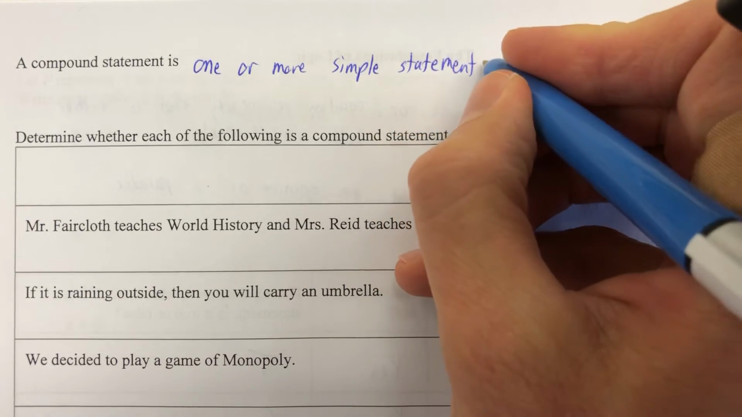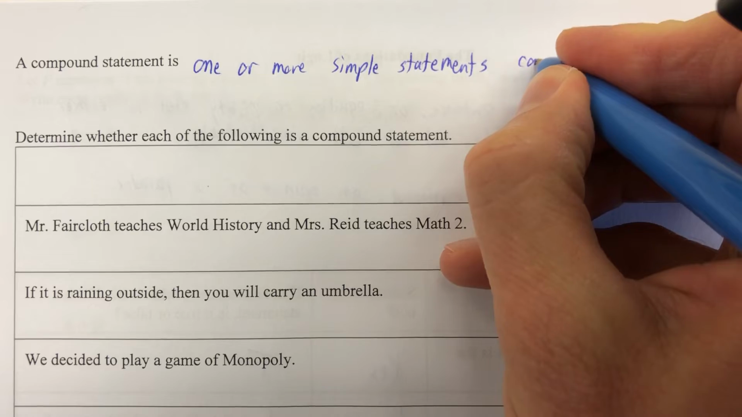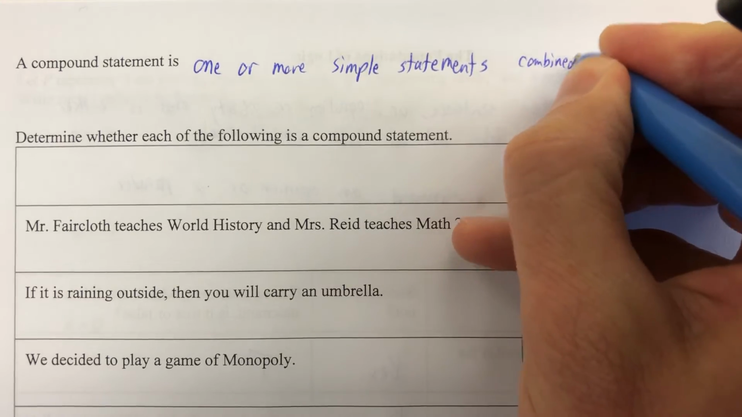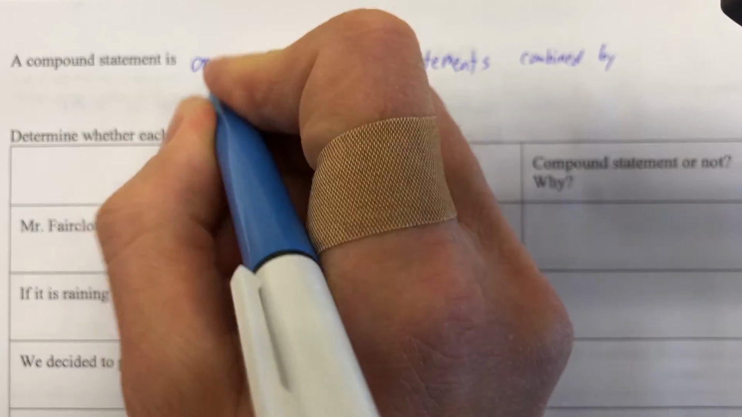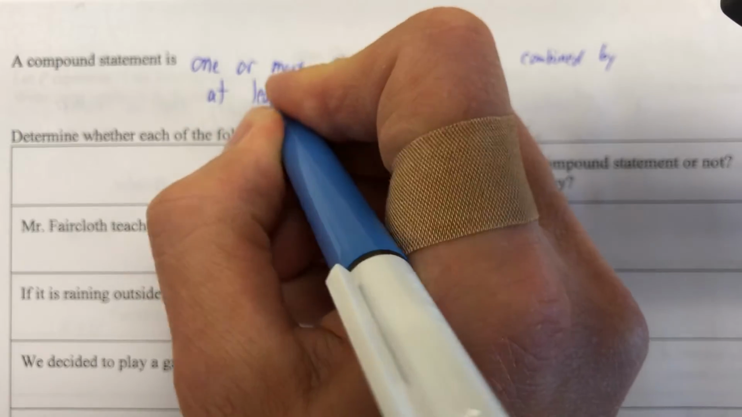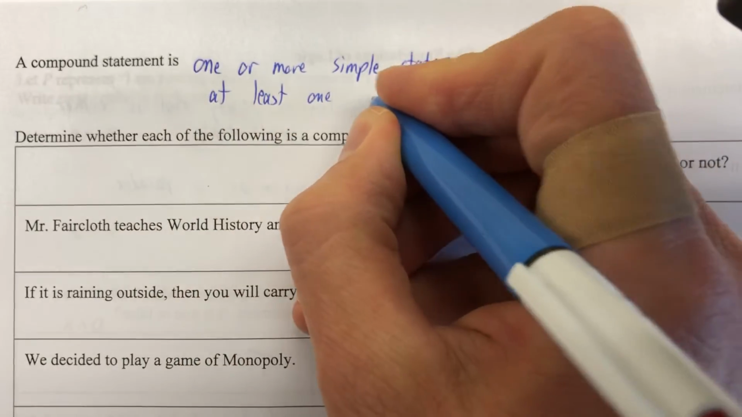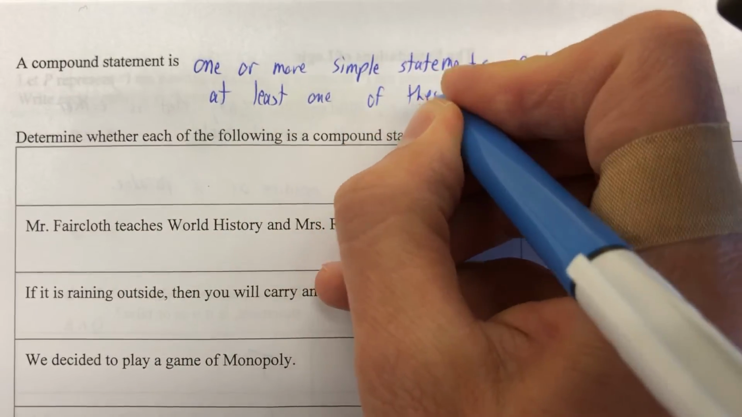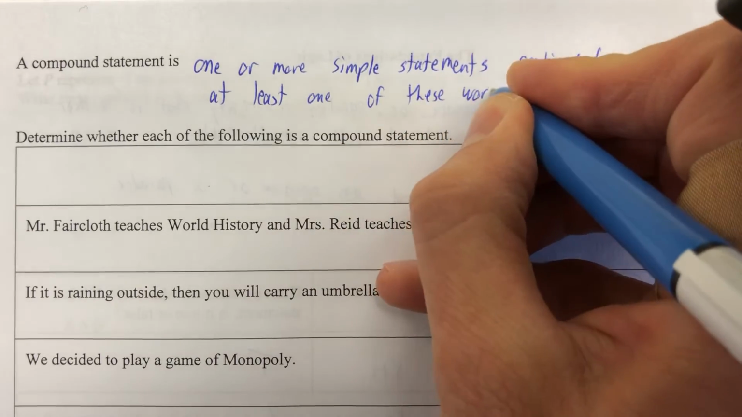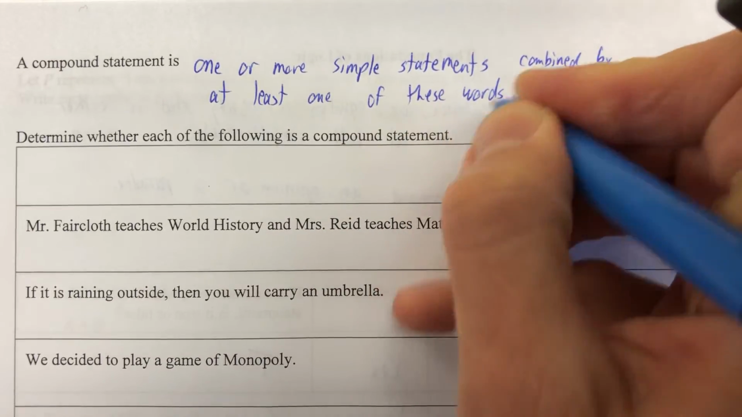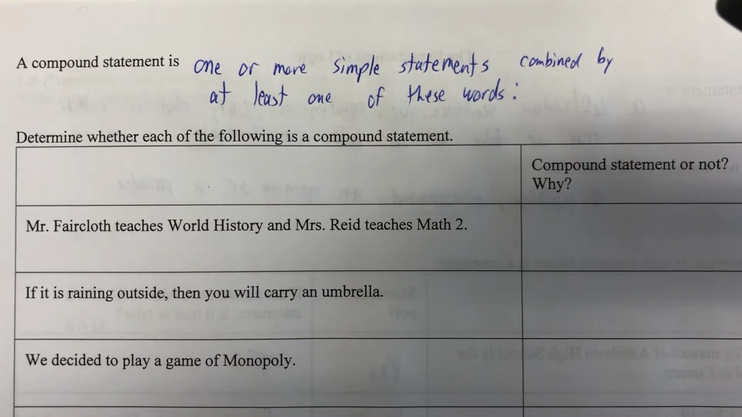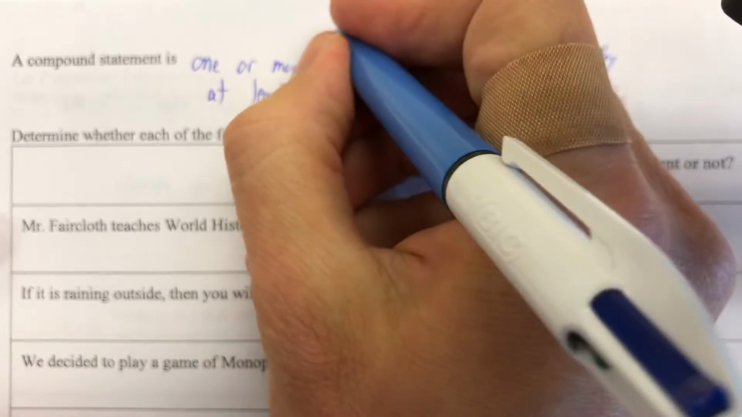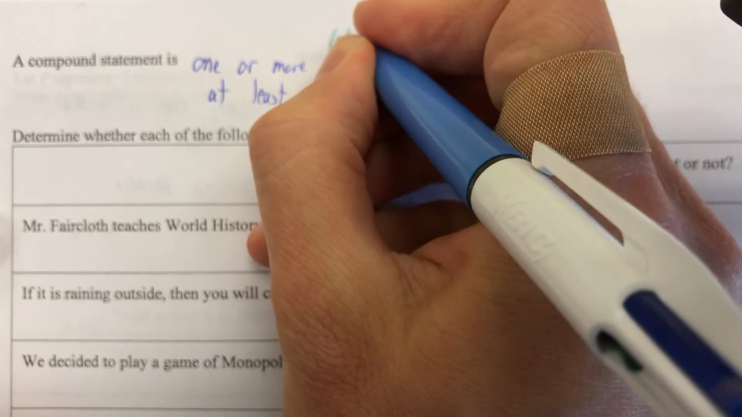One or more simple statements combined by at least one of these words. Now, this is not an exhaustive list of these words, but when you see the main gist of it, you'll see where we're going. Before we go any further, instead of simple, I'm also going to put up in here in green, atomic.